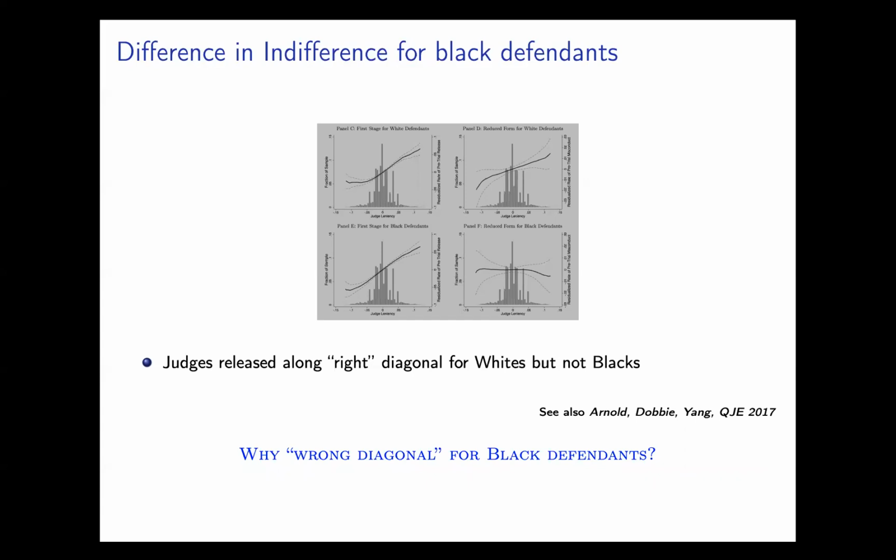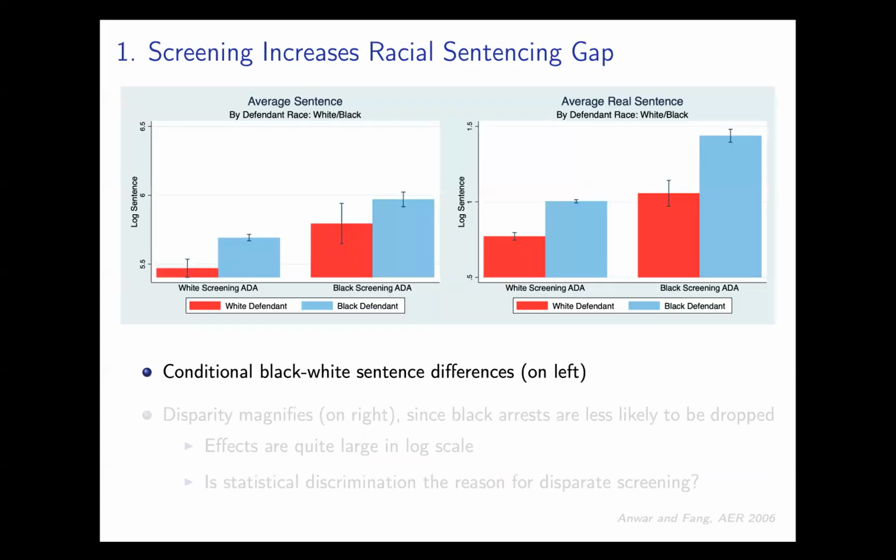We can look at this question simply with means of the data. If you look at the screening decision, we can see it increases the racial sentencing gap. So on the left, the conditional Black-white sentencing differences, conditional on being screened in, you can see that there's a traditional gradient, that Black defendants have a longer sentence length.